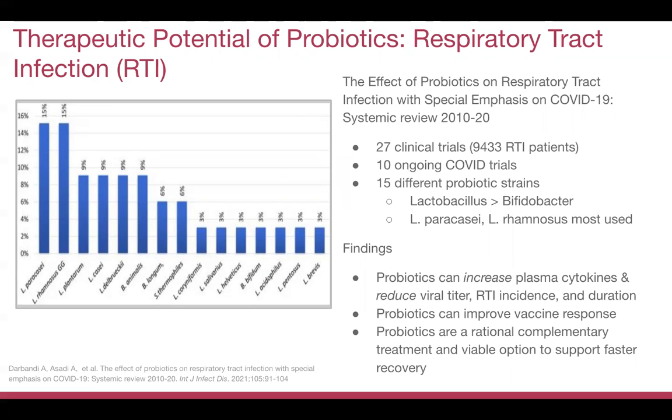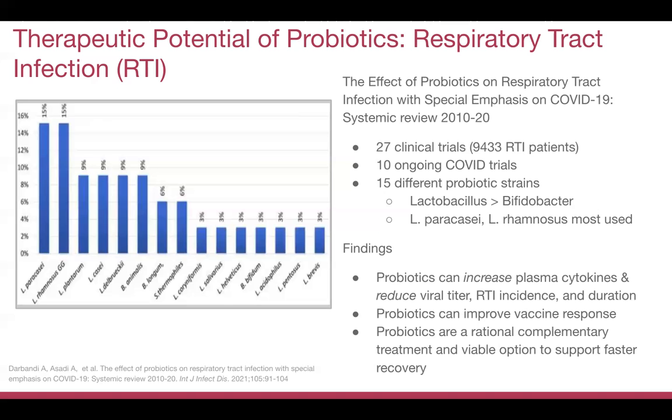So there were a total of 27 clinical trials enrolling just over 9,400 patients with RTI, as well as 10 ongoing clinical trials of probiotics intervention in COVID-19 that were reviewed. So in these studies, there were 15 different probiotic strains used, and you can see the distribution of those strains on the slide graphic. Lactobacillus species were studied the most frequently, followed by bifidobacteria species, and L. paracasei and L. rhamnosus were the most commonly used probiotic strains.